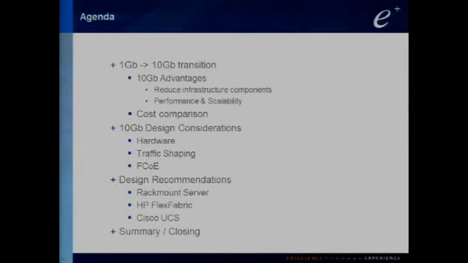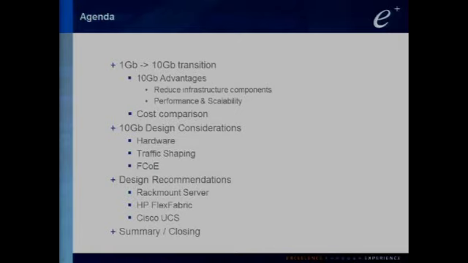So quick agenda. I'm going to go through the 1 to 10 gig transition. So what does a 1 gig environment look like and what differs when you look at a 10 gig environment? I'll be going through some cost comparisons very briefly. There's many different ways you can do cost comparisons. I took one angle and hopefully it works for you. I'll be going into some design considerations specific to 10 gig and talking about different hardware components: HP FlexFabric, Cisco UCS, and standard rack mounts. The concepts apply to any different environment you're looking at with 10 gig.